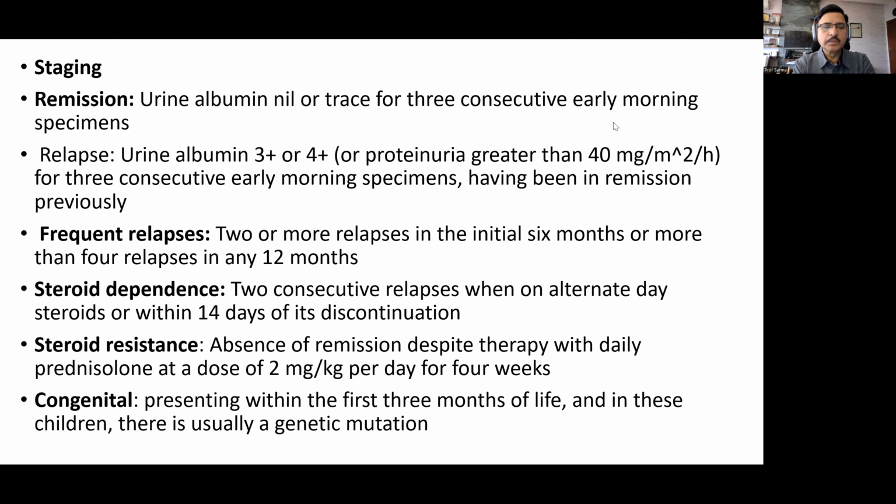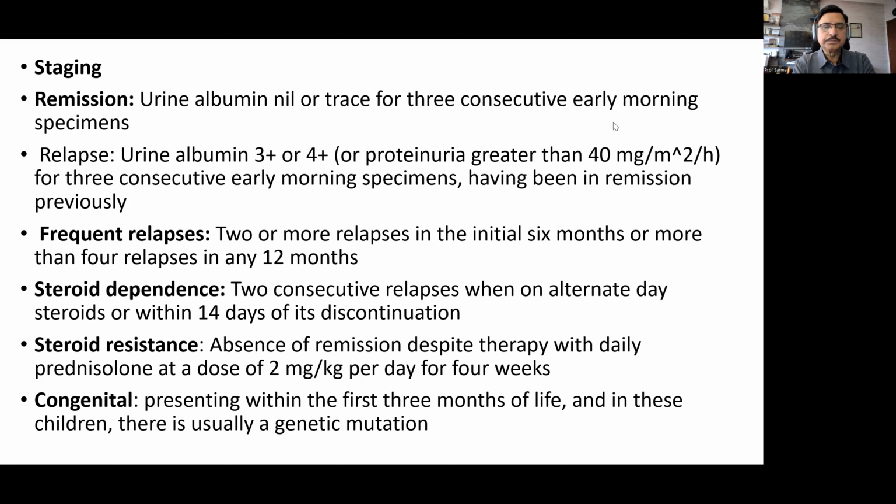Steroid resistance is when there is no remission while the patient is on daily prednisolone therapy at a dose of 2 mg per kg per day for 4 weeks. At least you should have tried 1 mg per kg, which is the normal dose. You can increase up to 2 mg per kg. A 60 kilogram man getting around 120 milligrams per day for 4 weeks, then also there is no respite. The albuminuria is continuing. It is called steroid resistance.